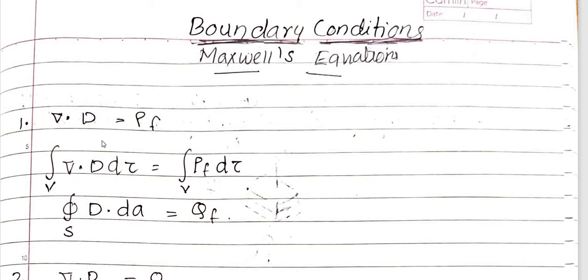When we apply the divergence theorem, this becomes closed integral D dot dA is equal to Qf, because rho f is charge density, charge per unit volume, and multiplied by volume you get the total free charge Qf. So the integral form of Gauss's law in electrodynamics is closed integral D dot dA is equal to Qf.